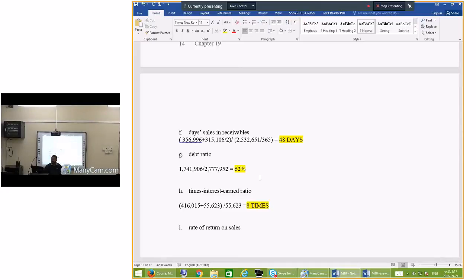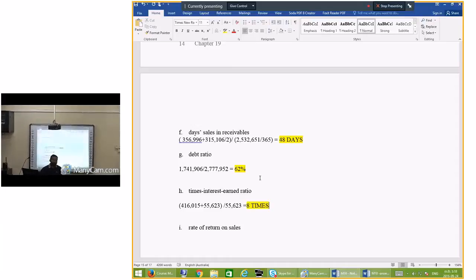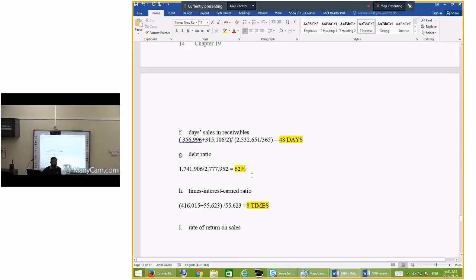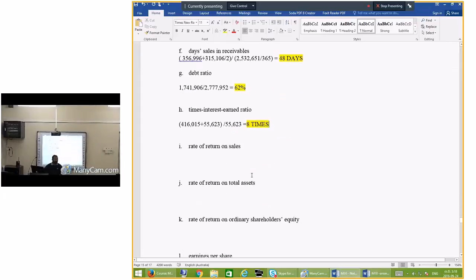Then it reflects how many times the interest expense can be covered by the total profit. This is 8 times. The 55,000 is the interest. The company earns 8 times the interest expense, the profit is 8 times the interest expense. Therefore, this is very good cover for the interest expense.